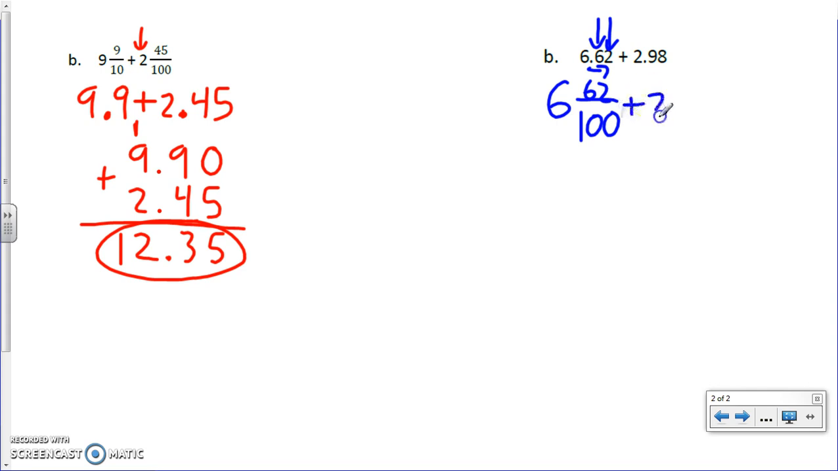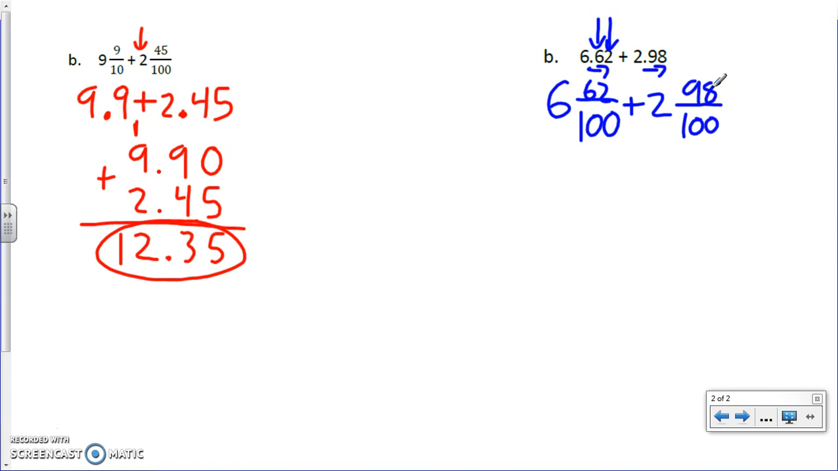Plus, I have a 2 here. I'm going to write that. That's pretty easy because it's two ones. Draw my line again. Again, I look over at my place values I have. I have the tenths place and the hundredths place, so I need to put a hundredths, or excuse me, a 100 below because that's the farthest place value I'm reading to. Now my numerator is just whatever I have, which is 98. So I have 6 and 62 hundredths plus 2 and 98 hundredths.